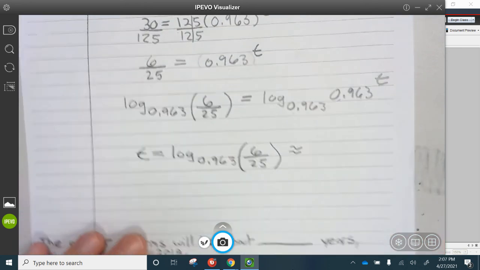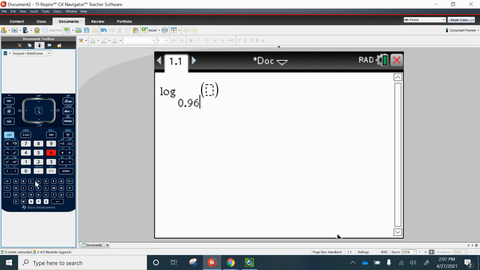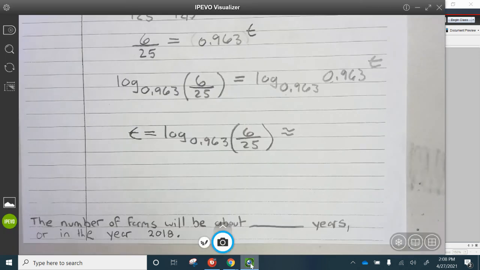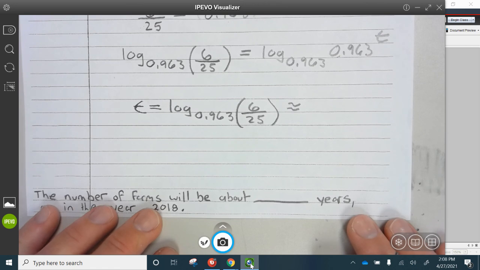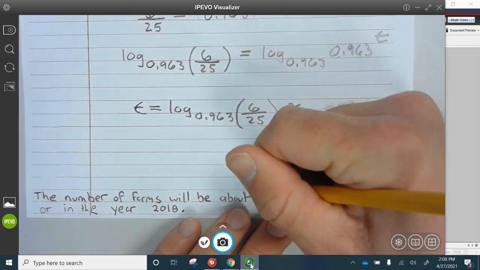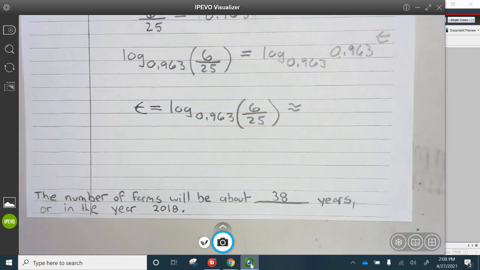And let's see what that equals. So control log base 0.963 of, control divide, 6 divided by 25 is 37.8. Let's round that to 38. So the number of farms will be about 30,000 after 38 years, or in the year 2008.